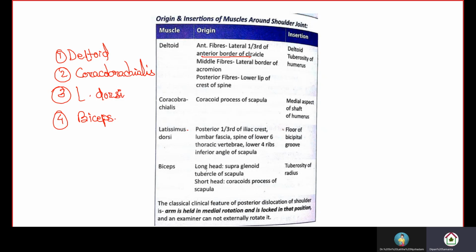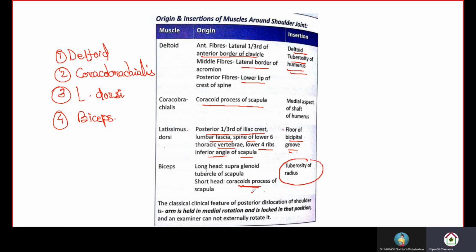Deltoid originates from the anterior border of the clavicle, middle fibers from the lateral border, posterior fibers from the lower lip of the crest of the spine, and is inserted into the deltoid tuberosity of the humerus. Coracobrachialis, coracoid process of scapula. Latissimus dorsi, posterior 1/3 of the iliac crest, lumbar fascia, lower 4 ribs, inferior angle of scapula and spines of lower 6 thoracic vertebrae, inserted into the floor of the bicipital groove. While biceps, long head from supraglenoid, short head from coracoid process of scapula; tuberosity of radius is the insertion point.